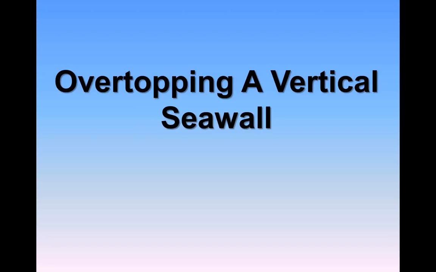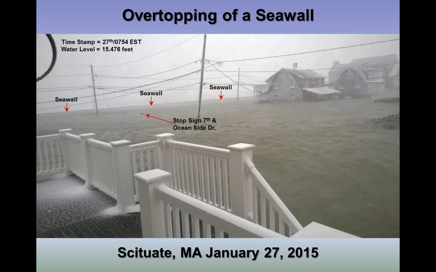Now I'm going to go on to overtopping of a vertical seawall. Here's an extreme event of what happens when large waves overtop a seawall. This is in Scituate, Massachusetts. It's the storm of January 27th of 2015, and you can see the seawall in the background here. The waves are coming over the seawall.